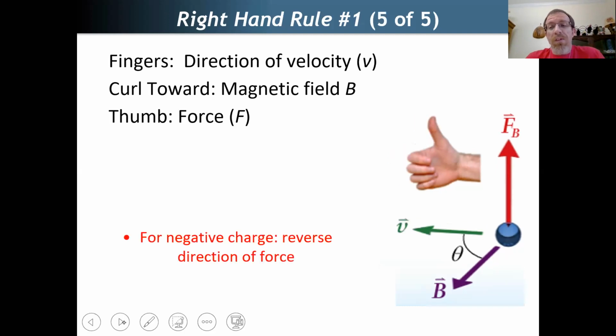All right, well, that's great for positive charges, but what if we have a negative charge? Well, if we've got a negative charge, then the direction of the force just gets reversed. Now, that makes sense. That happens often when we talk about direction of forces.